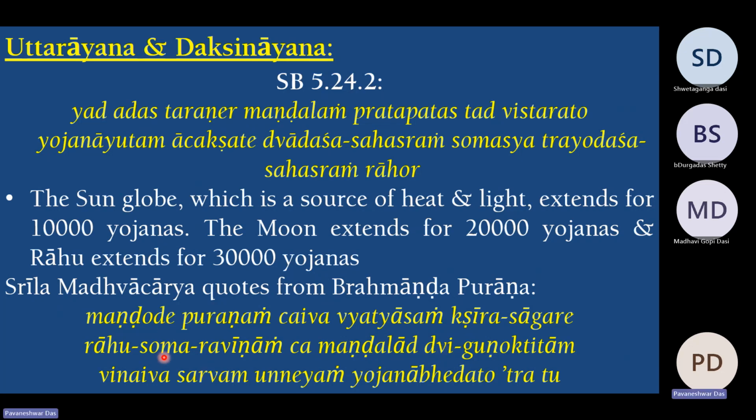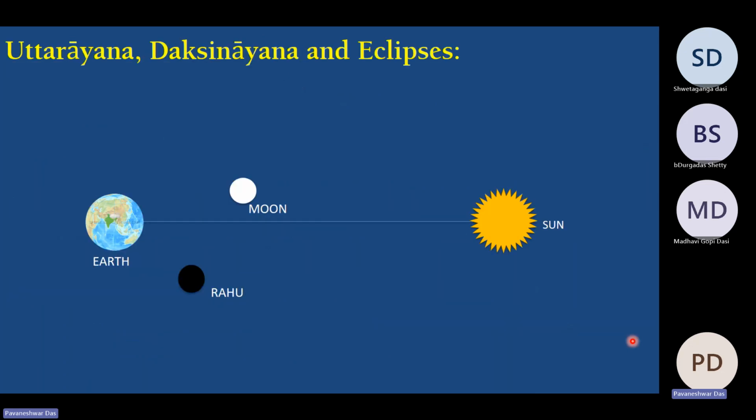And this is the second correction. These two corrections should be taken into Bhagavatam. Remaining all correct. Vinaiva sarvam unnayam yojana bedatu atartu. Remaining all should be accepted as correct. So now, what do you mean by going up and down?